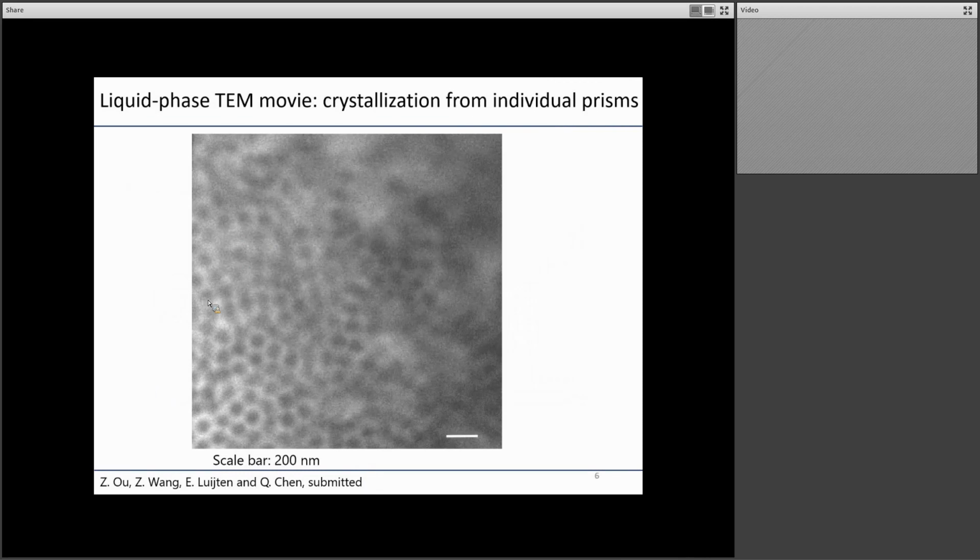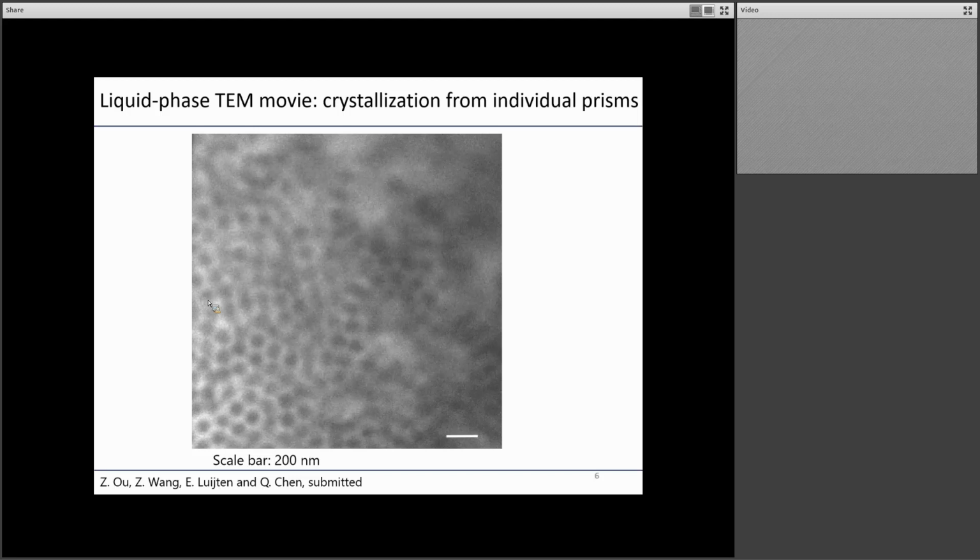On this slide, I'm going to show you, after all the lessons we learned, a liquid phase TEM movie of the self-assembly of prisms, individually one by one, which is not the ensemble measurement that techniques such as small angle X-ray scattering can do. So we first loaded an aqueous solution of individual prisms into the TEM, and then we triggered the self-assembly by an increase in salt concentration, which screens the electrostatic repulsion.